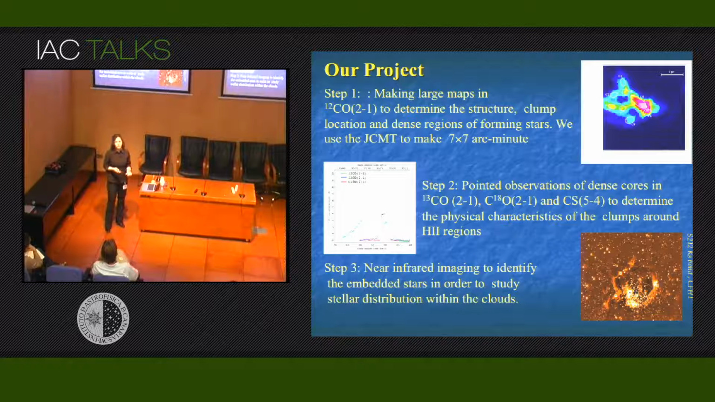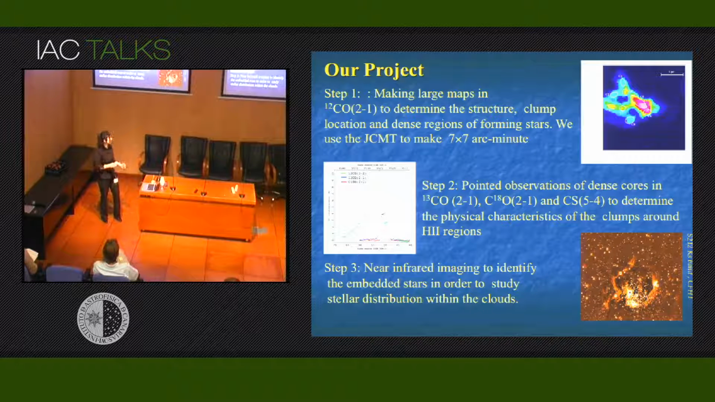We need to use other thinner emission lines, such as 13CO, C18O, CS, and many, many other tracers that you can use to look deeper at the core of the dense regions where star formation is happening. So we use these observations to find the temperature and density of the core where star formation happens. And finally, we need to look at the stars because we would like to know how the stars have been affected by these conditions.